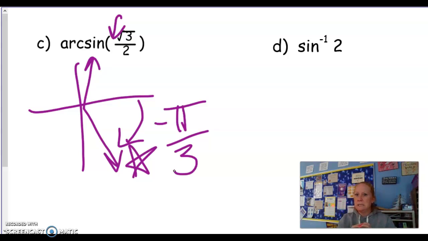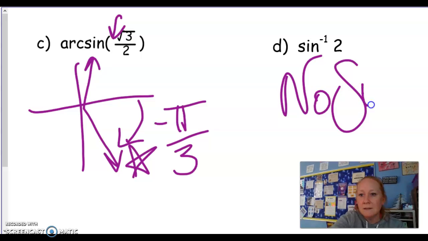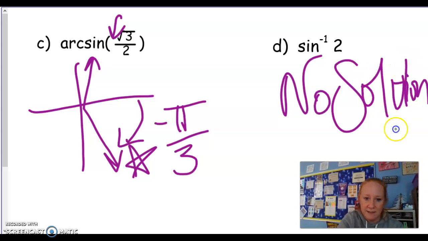Okay, last one. Sine inverse of 2. When is the sine 2? Well, what's the highest sine you can have? 1. So can you have 2? You cannot. Remember we talked about the range being -1 to +1, or the domain of what you put in, the highest it can be is 1. So no solution. It's too big. If you plugged that into your calculator, you would find that.